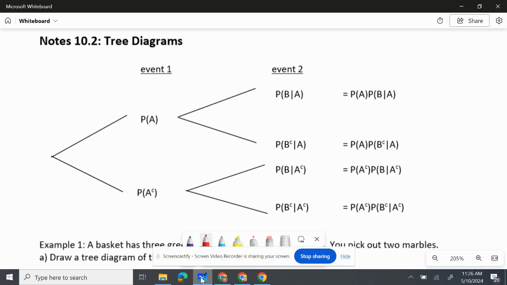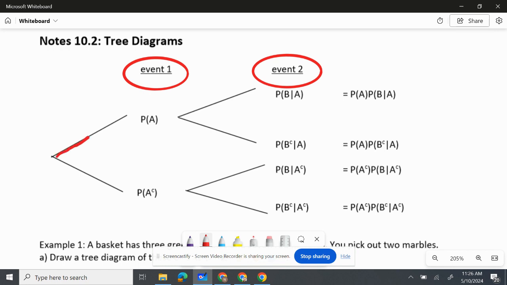We're going to be looking at tree diagrams. With tree diagrams, we're going to be focusing on two different events, event 1 and event 2. Event 1's coming first, and then event 2. With the events, there's different possibilities, so we have branches for each possibility.